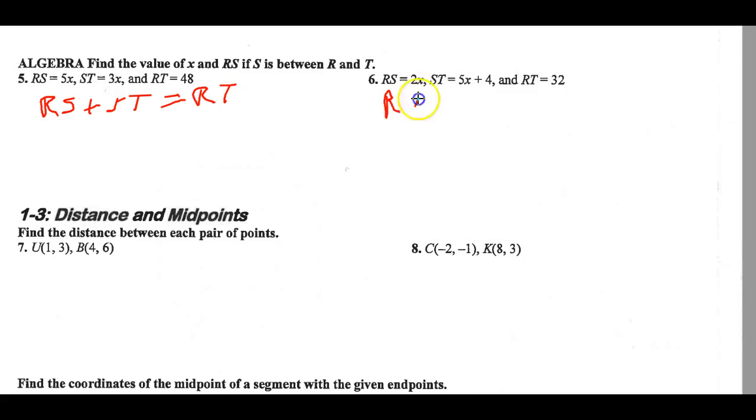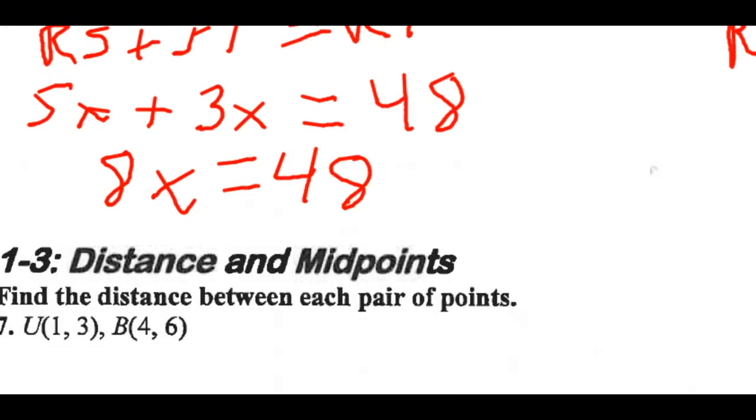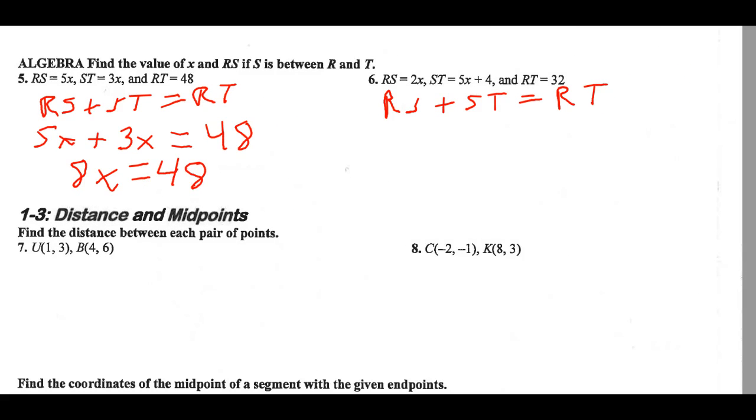This one here, I'm going to start off with RS plus ST equals RT. Now we fill in what we have. They told me that RS is 5x, that ST is 3x, and that RT is 48. I'm just going to write equals 48. And now I can combine like terms on this side. I have 8x equals 48. So if I divide both sides by 8, I get x equals 6.